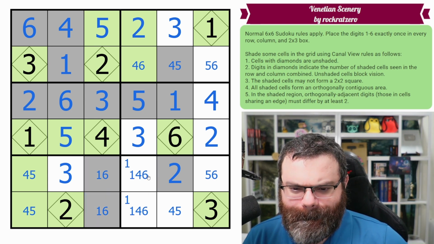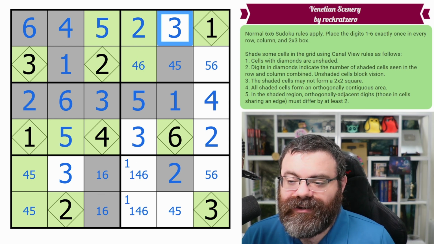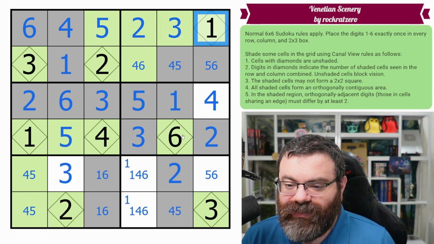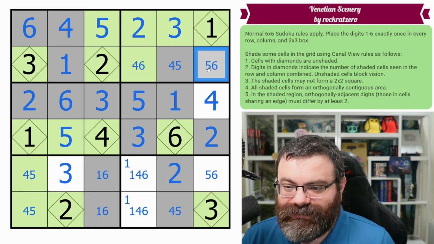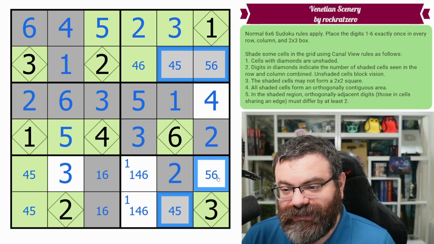So am I just missing something obvious? Okay, so let's look at the scenario of this being unshaded. If that's unshaded, these are all shaded to fulfill the 1 clue and the 6 clue. And that does resolve this as 6, 4. This would be 5. And this would be 5. Oh. Hold on.